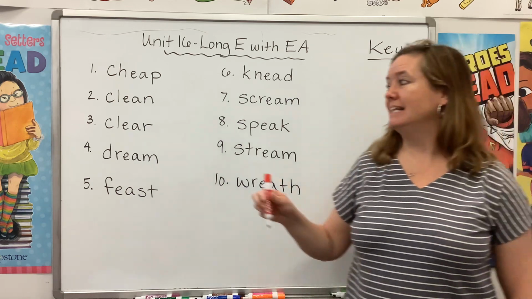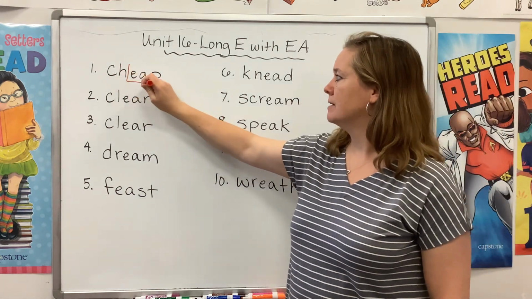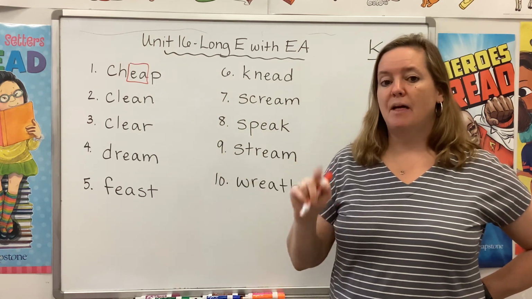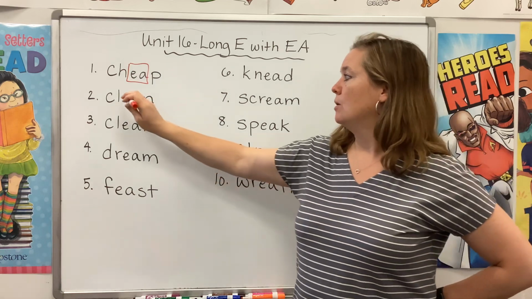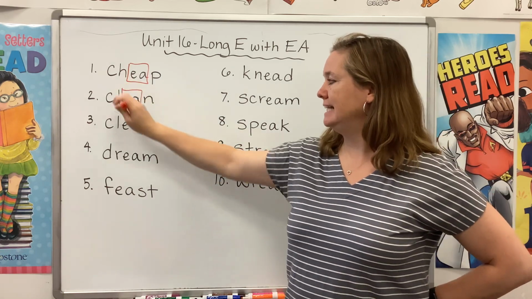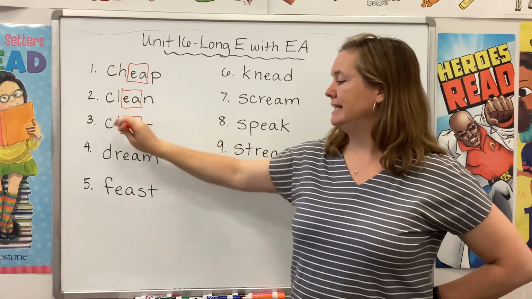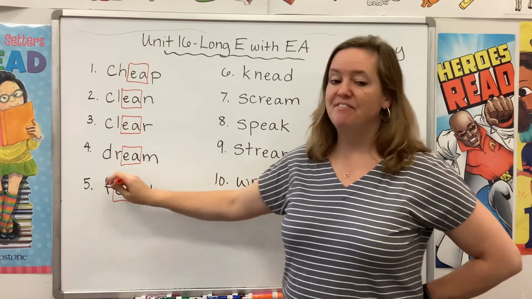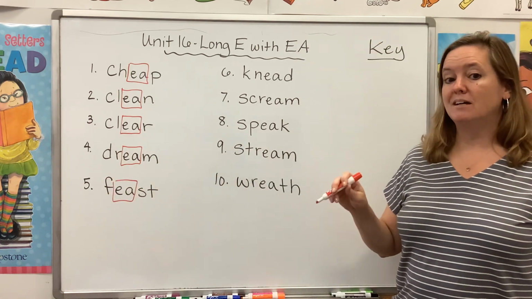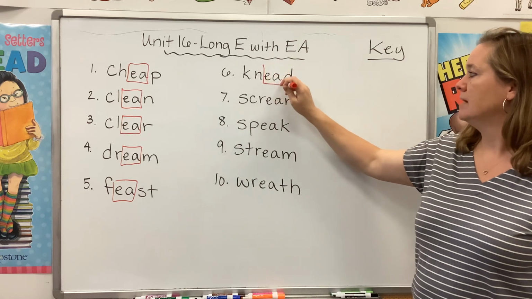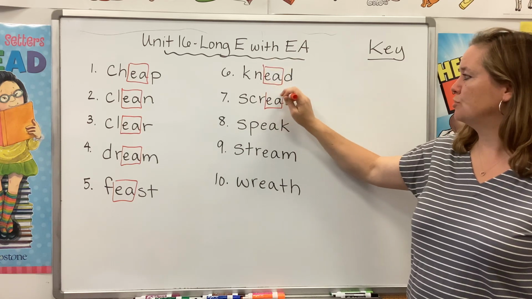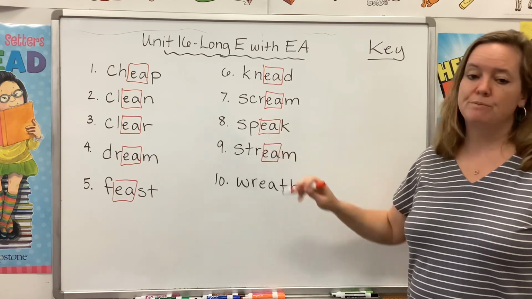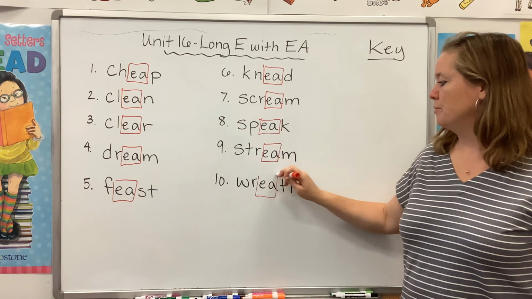All right, choose a color. And now let's find the EA in cheap and draw a box around it. Remember, we have two letters working together to make one sound. We see that again in clean and clear, dream and feast. Notice the E always comes before the A. Need and scream, speak and stream and wreath.